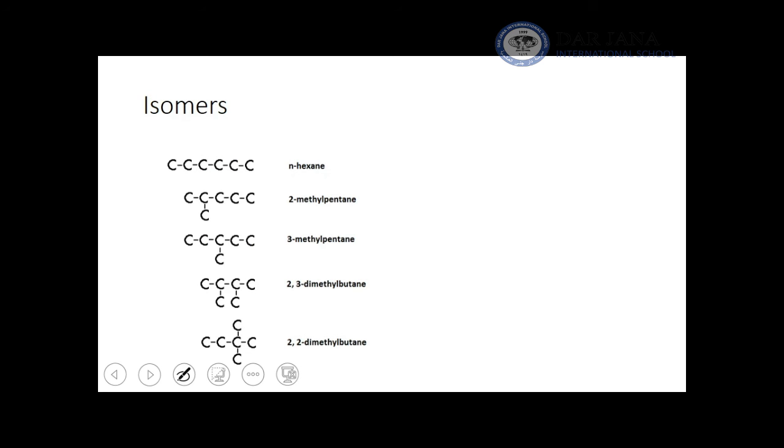Here we have hexane. We have 5 molecules with the same number of carbon and hydrogen atoms, but the carbon atoms are arranged differently. So hexane and 2-methylpentane have the same number of carbons, 6 carbon atoms, but they are arranged differently. These are isomers.